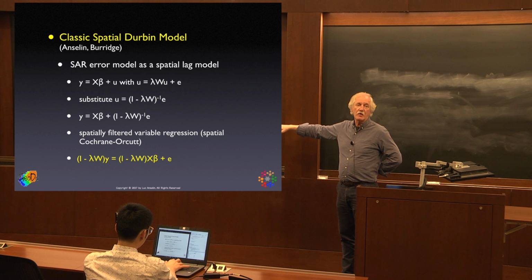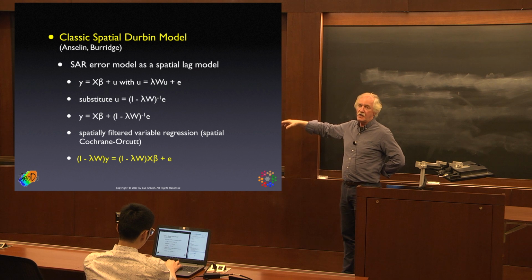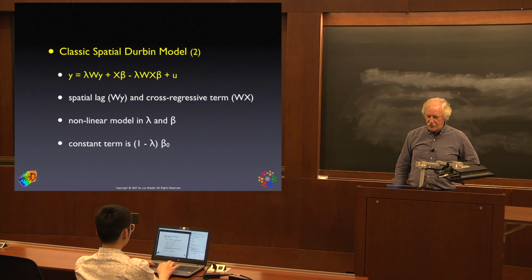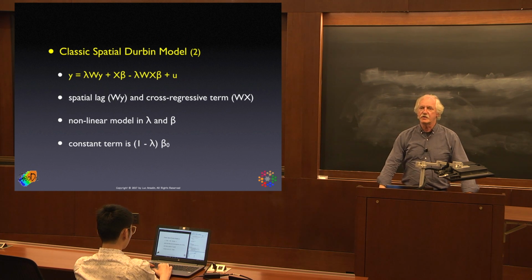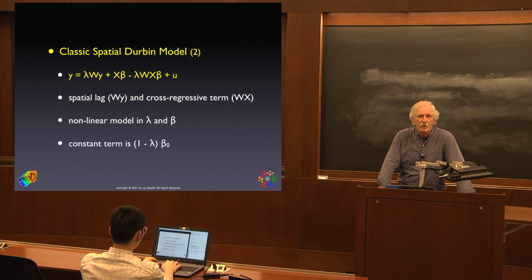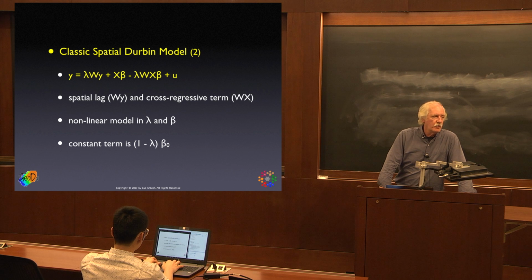So now we have a model with an error term that is not spatially correlated. But this is a model that has a couple of new terms, right? It has y, it has Wy, it has x, and it has Wx. So if you write this out, then you have a classic Spatial Durbin, which is an analogy to the time series context where you have the very, very similar thing. And so on the right-hand side, we have a spatially lagged dependent variable, Wy. We have the exogenous x variables, x. And then we have a new term, the spatially lagged x variables, Wx.